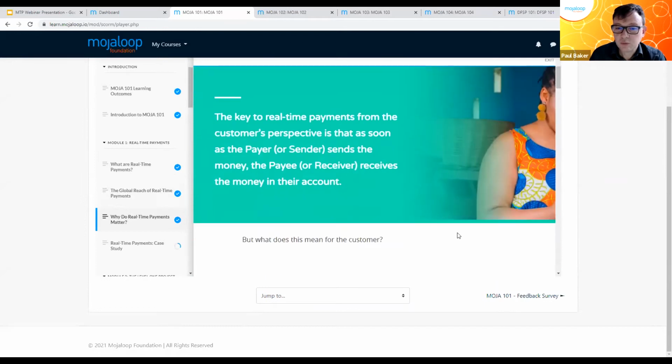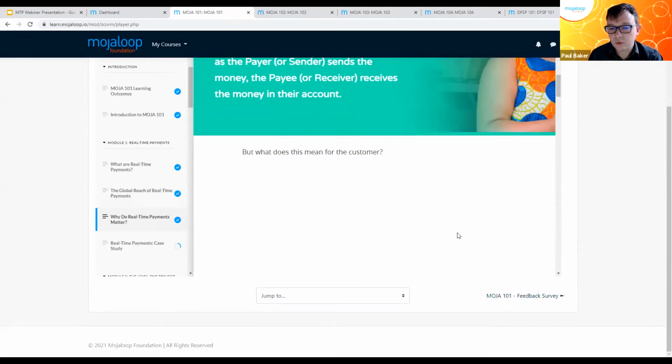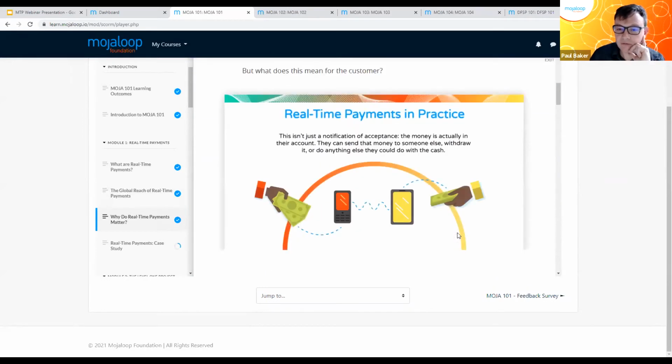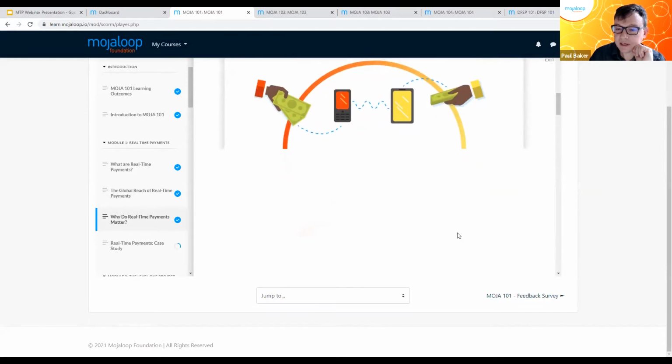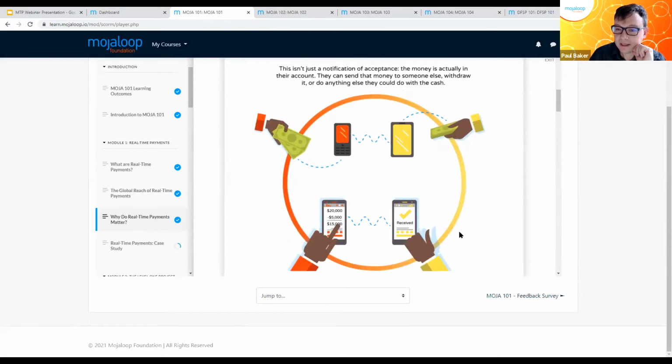So, this point comes to what we really mean by real-time payment and why it matters. Essentially, the money clears immediately. Once the money is transferred, not only does it happen in real time, the money is there and can be spent immediately. And that is vital for financial inclusion, because tying up people's money for long periods of time is just too costly.